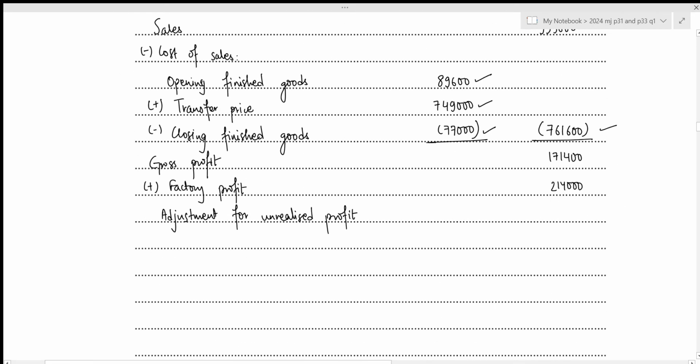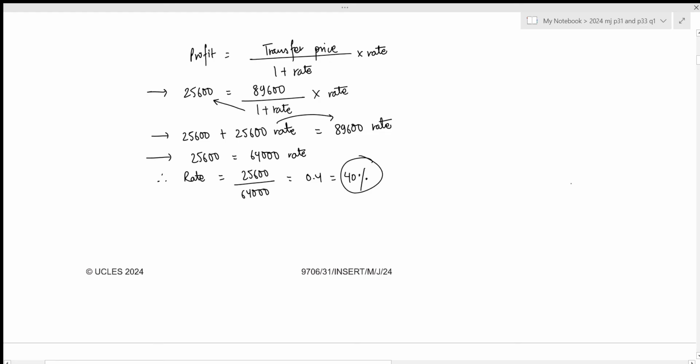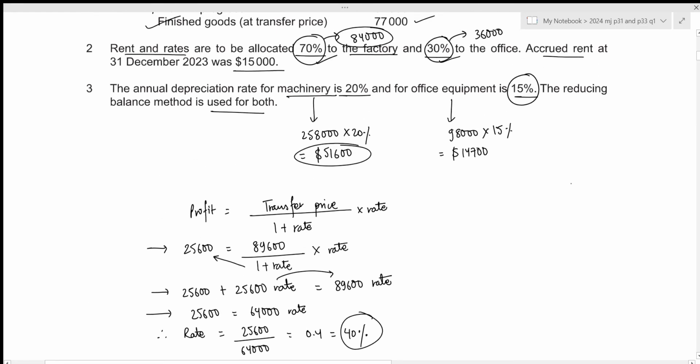And for the adjustment for unrealized profit, we just need to calculate the provision for unrealized profit at the closing date and compare it to the opening value. If there is an increase, we will subtract it. If there is a decrease, we will add it.